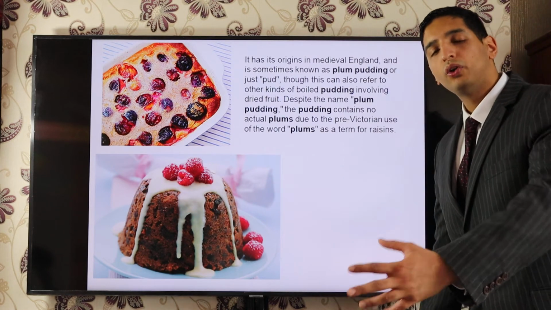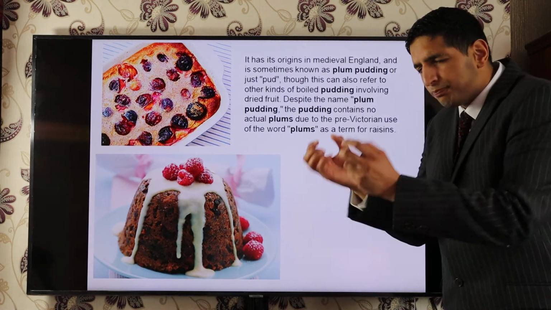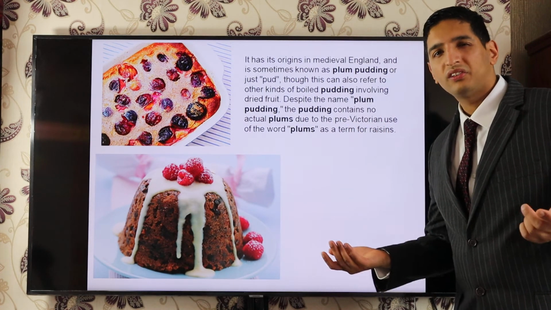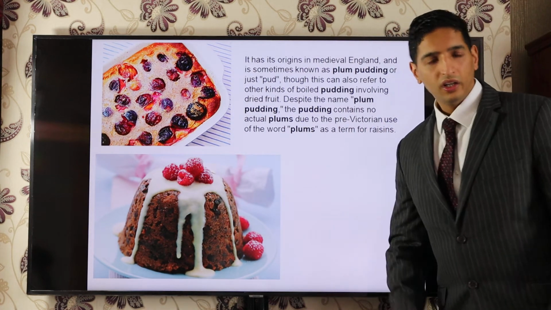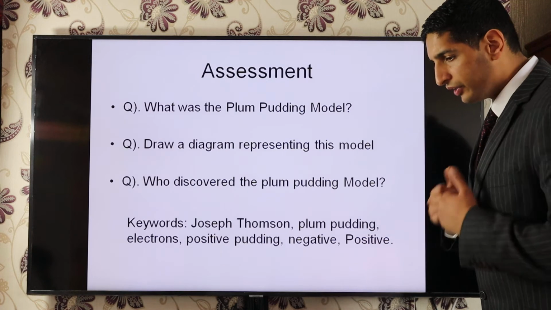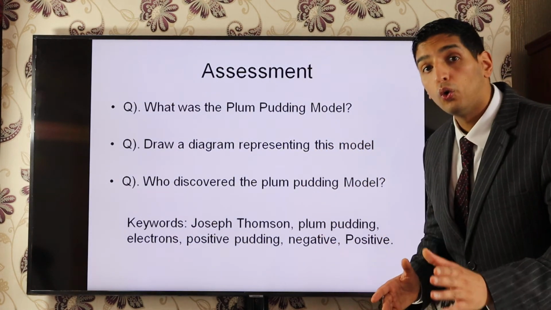If we look at a plum pudding, by the way, it looks like this. I'm getting hungry right now. It didn't have plums in it, it had raisins in it. Plums were probably called raisins back in the days. I don't know, it's a really old school dessert. So it's important to understand that J.J. Thomson said that the atom looks like a plum pudding, but of course it doesn't.